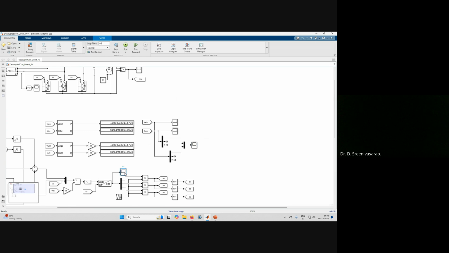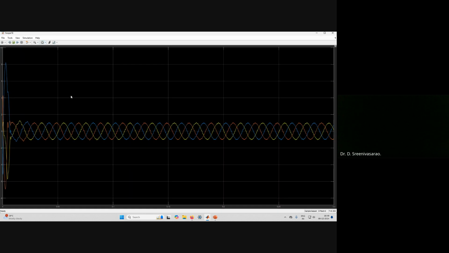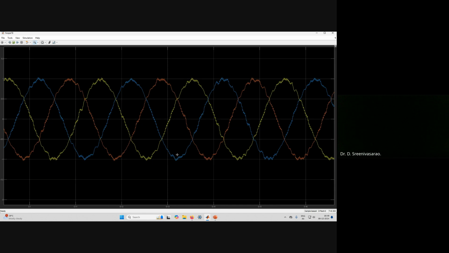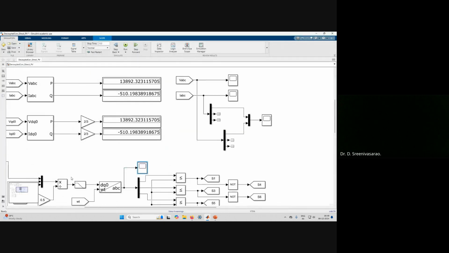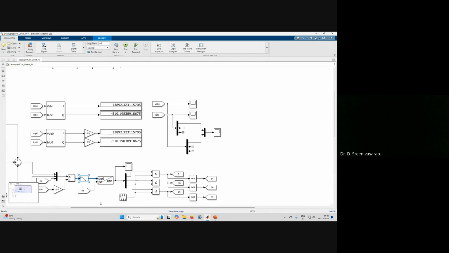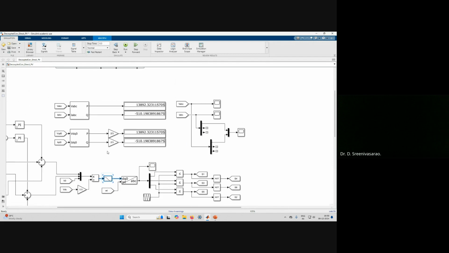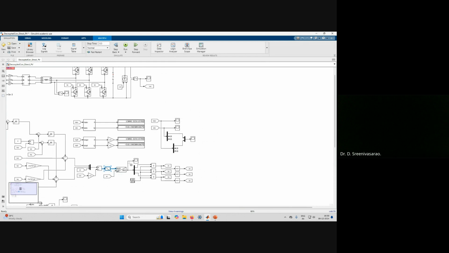We can also see the modulating signals here, which vary from plus 1 to minus 1. You can see some small ripple. If you connect a properly designed low pass filter, we can make this as sinusoidal as possible. I hope you understand this.